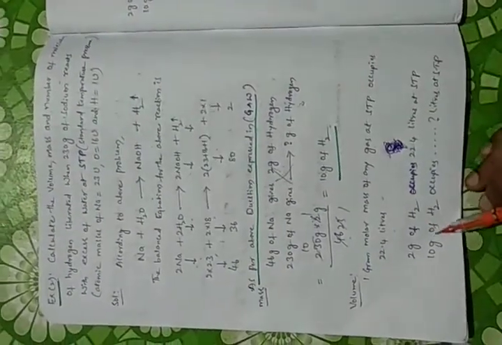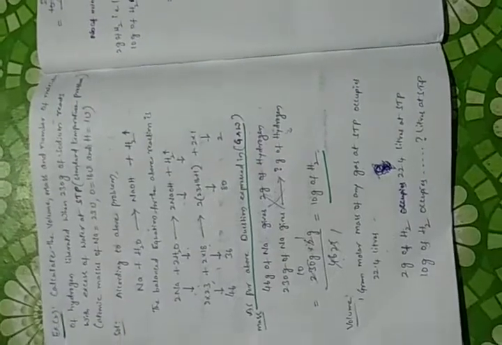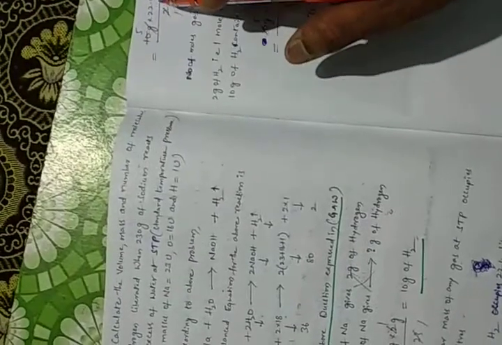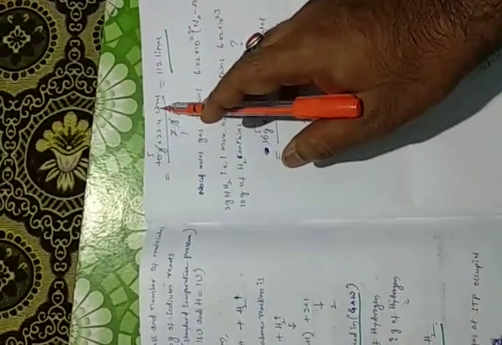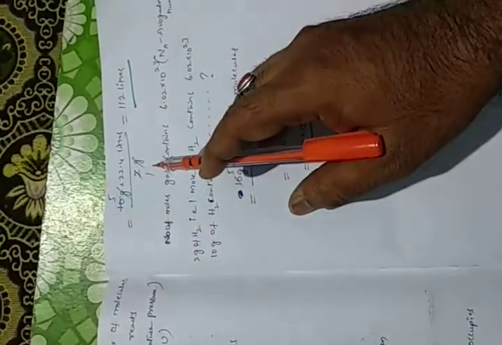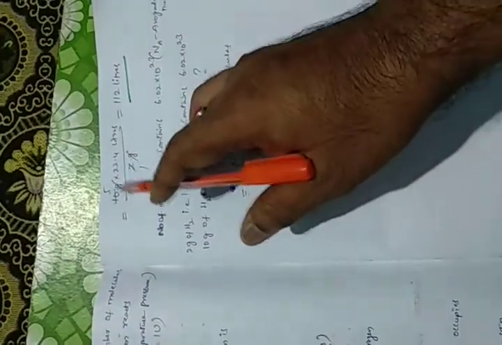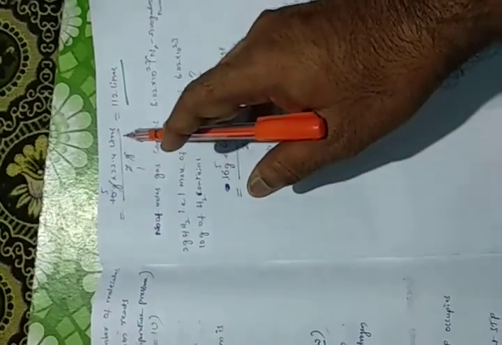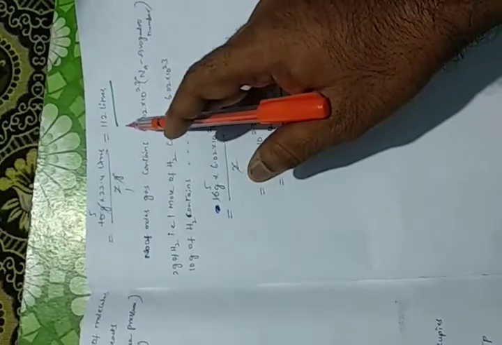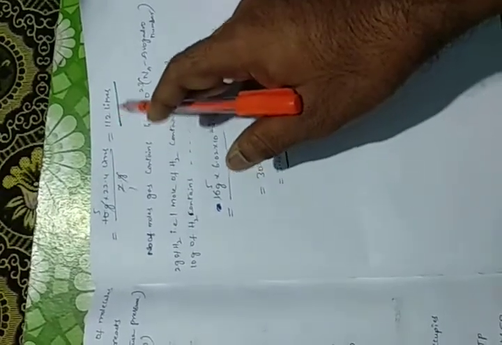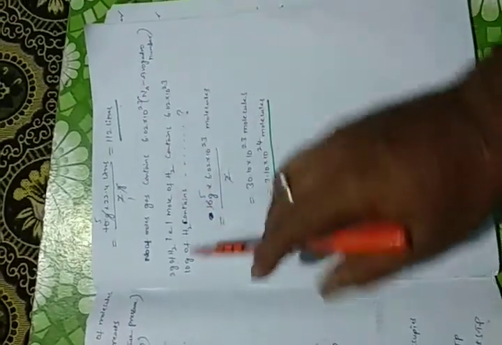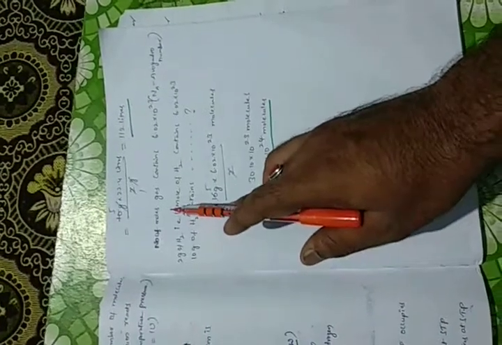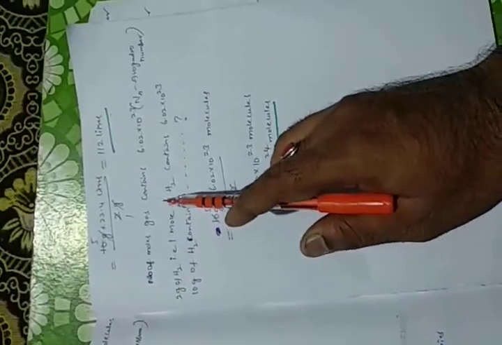So therefore 10 grams of hydrogen occupies how many liters at STP? Cross multiplication again: 10 into 22.4 liters by 2 grams. 2 fives are 10, so 5 into 22.4 liters. Doing simplification, 112 liters.